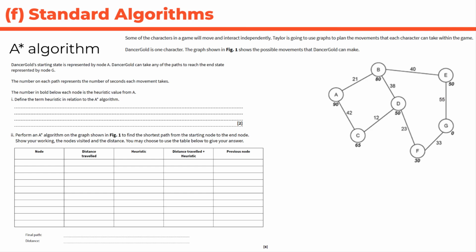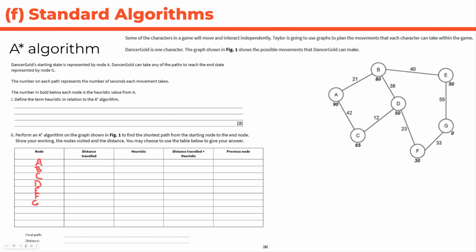So what would I say for 2 marks? I would say a heuristic is an estimate or a guess that estimates the distance or the cost from each node to the destination node. That's it, 2 marks. Finished? Then what I would do is start to look at my algorithm table below, because that's where the bulk of the marks are coming from. And I'm going to put down my nodes. So I've got an A node again, B, C, D, E, F, and G. So A, B, C, D, E, F, and G.